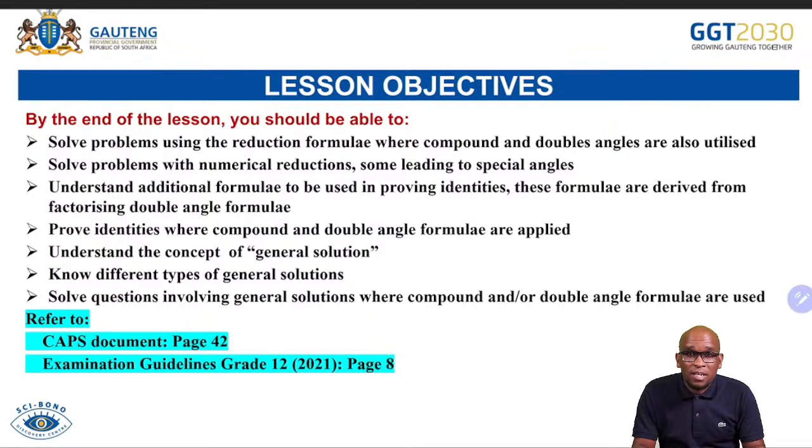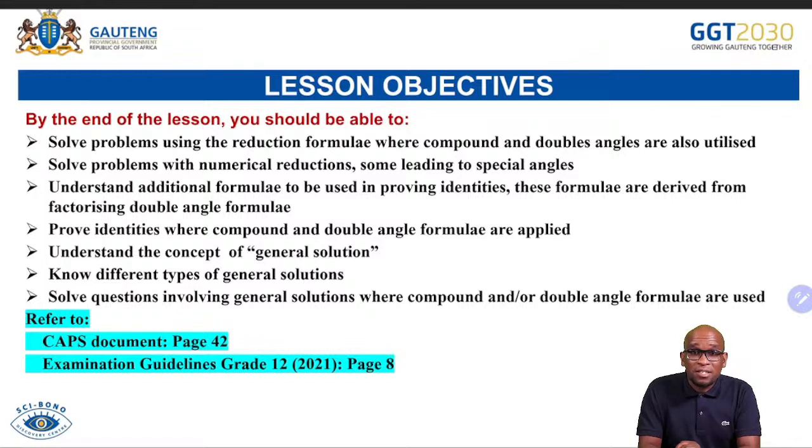By the end of this lesson, you should be able to solve problems that involve the reduction formulae where compound angles and double angles are utilized. You should be able to solve problems involving numerical reductions, some of those leading to special angles. You should be able to understand additional formulae used in proving identities. I'll be taking you through those additional formulae. You should know them and you should understand them. They are very helpful when you prove identities. You should know how to prove identities where compound and double angle formulae are applied.